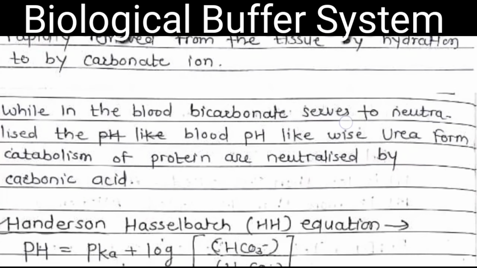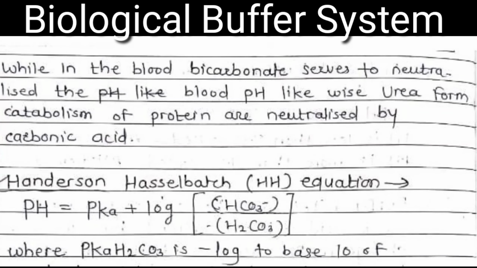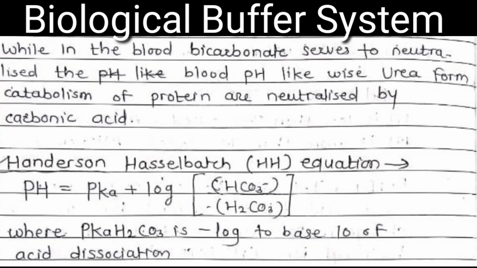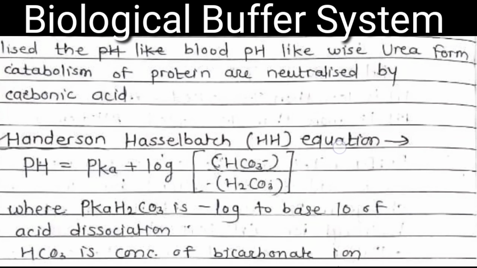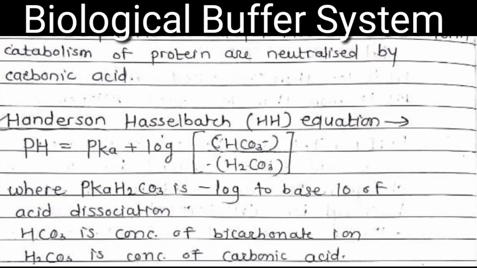Now, in the blood, the bicarbonate ion serves to neutralize blood pH. Likewise, in urea formation, the products of protein catabolism are neutralized by the carbonic acid. So basically the bicarbonate ion acts to neutralize the pH of the blood, in the case of urea formation and the catabolism of protein.